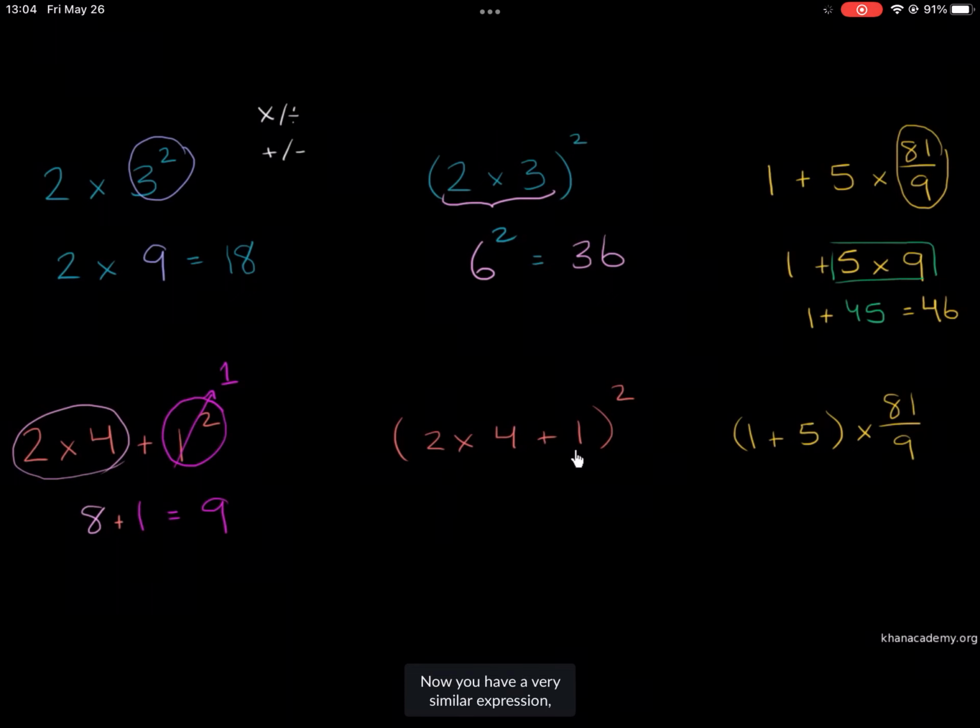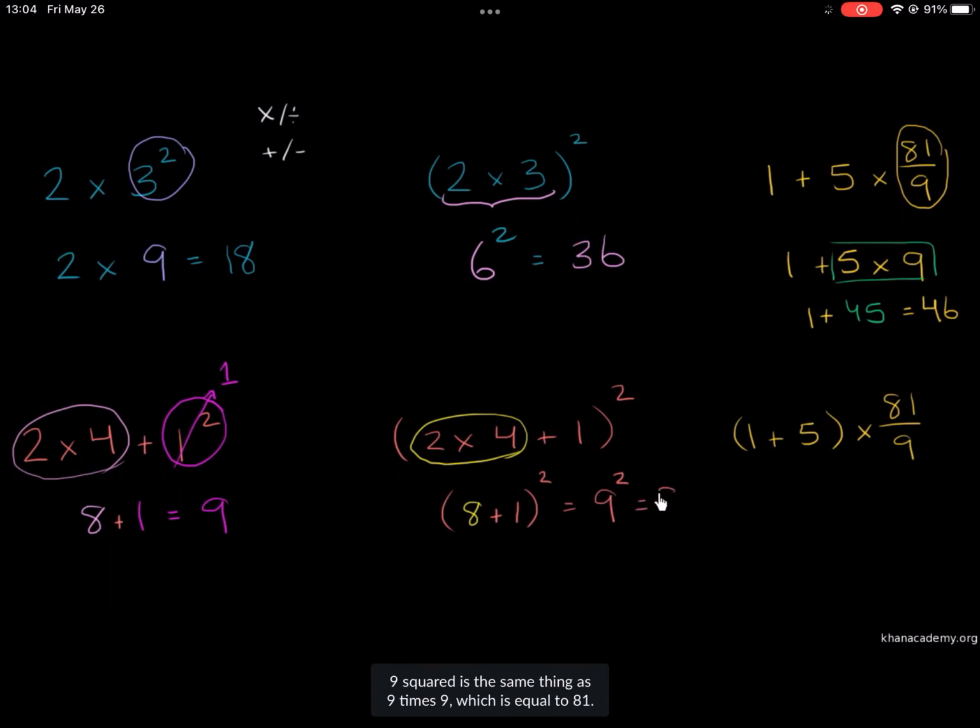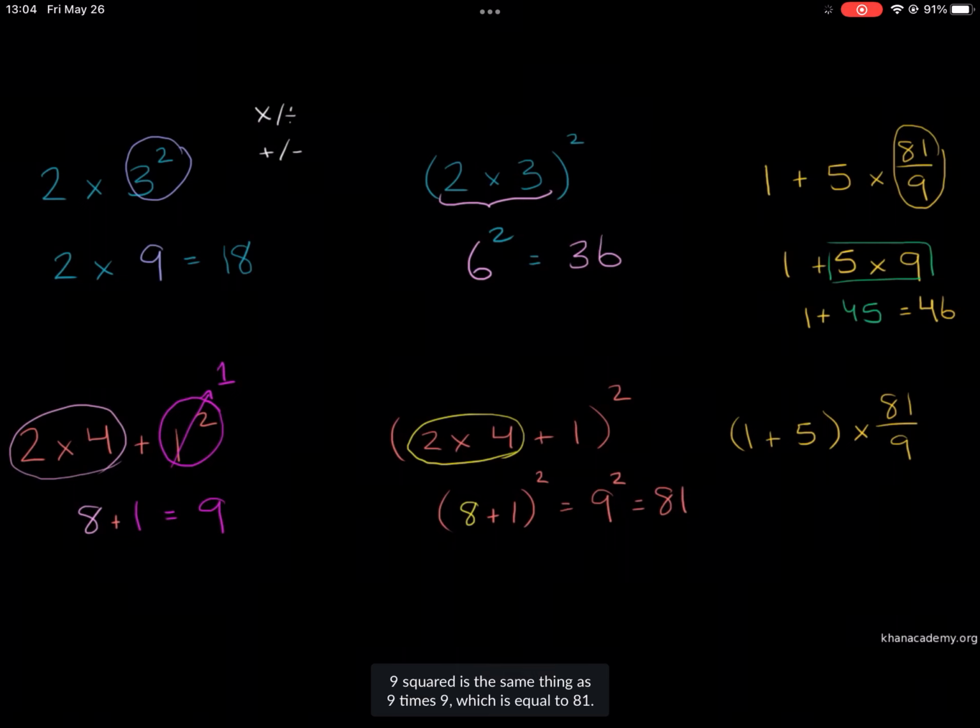Now you have a very similar expression, but you have parentheses. So that's going to force you to do what's in the parentheses before you take the exponent. But within the parentheses, we have multiplication and addition. And we have to remember that we do the multiplication first. So we're going to do the 2 times 4 first. So that's going to be 8 plus 1 to the second power. 8 plus 1 is 9, so that's 9 to the second power. 9 squared is the same thing as 9 times 9, which is equal to 81.